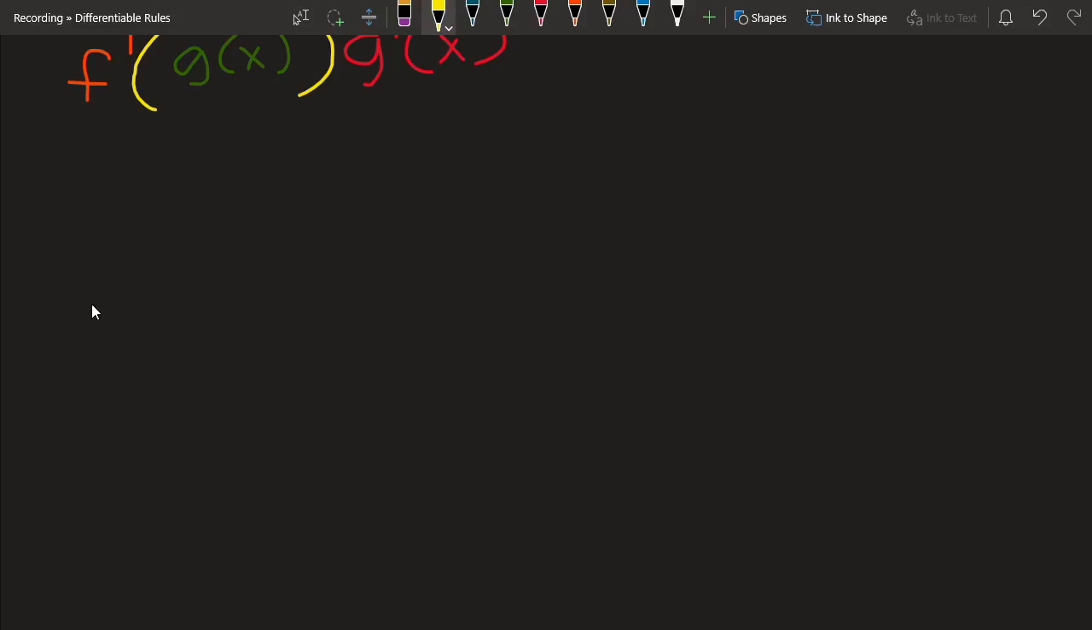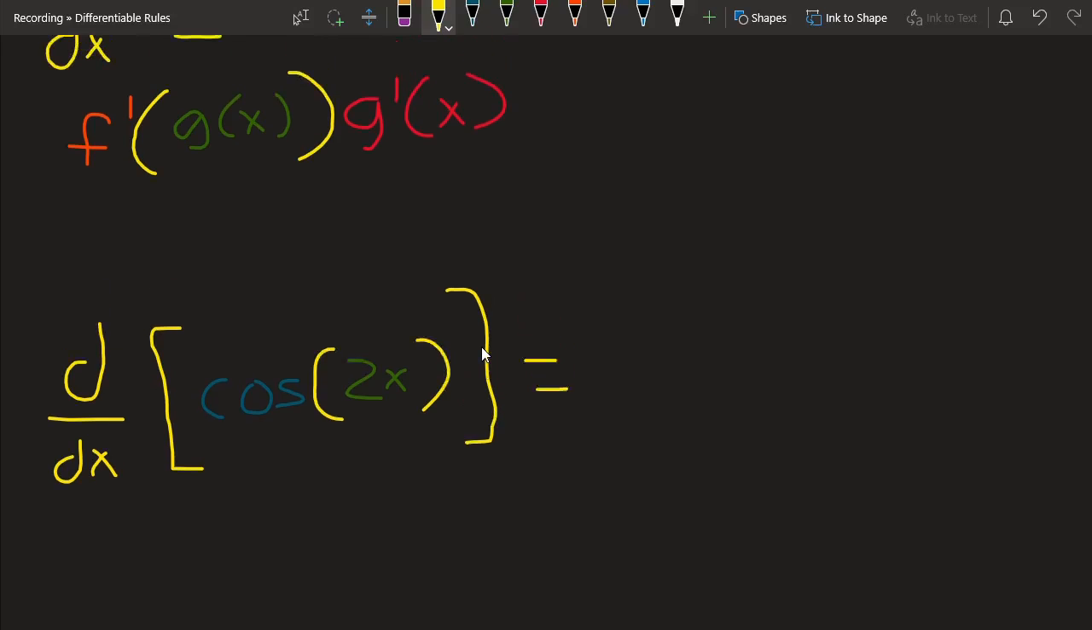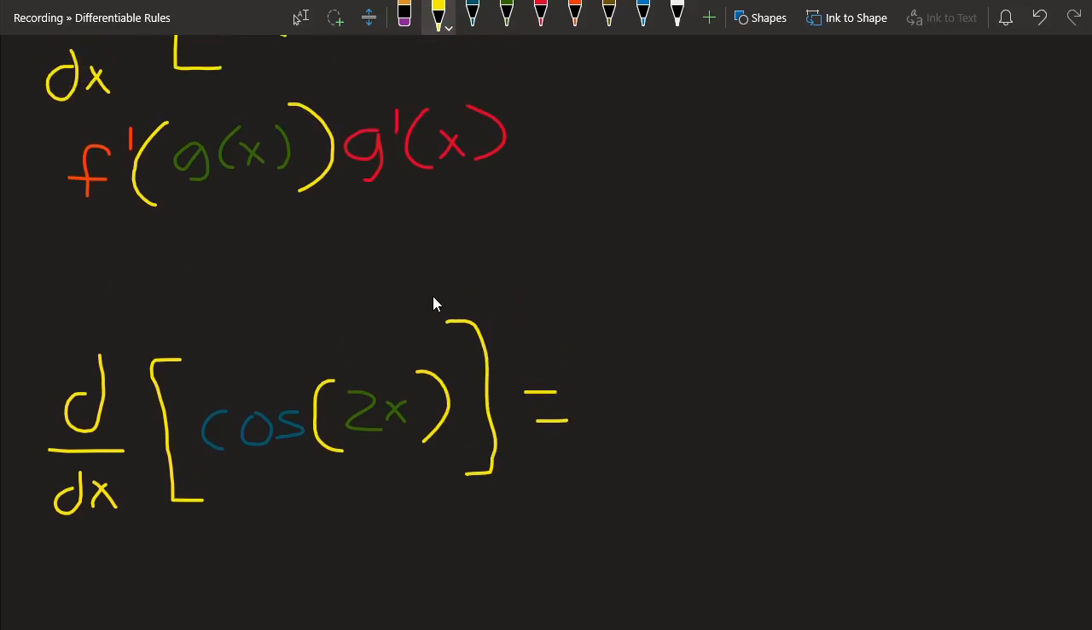So let's say we're asked to find the derivative d dx of cosine of 2x. So take a minute to try to solve this problem by yourself by applying this formula right here, and come back when you think you're ready. So I'm assuming that you did the problem, but if you didn't, here's how you would do it.